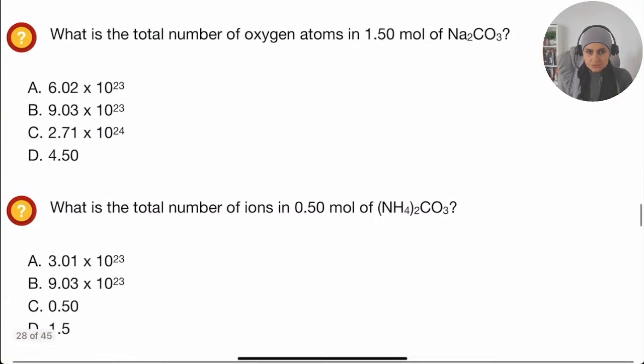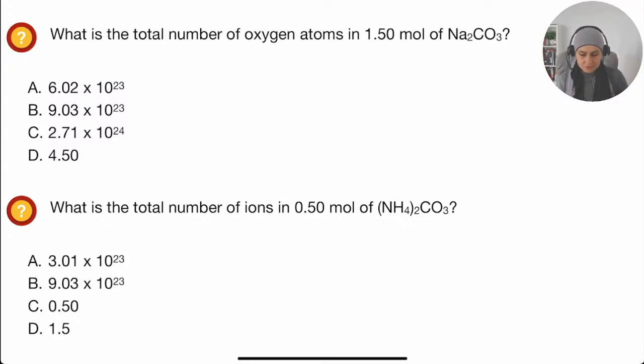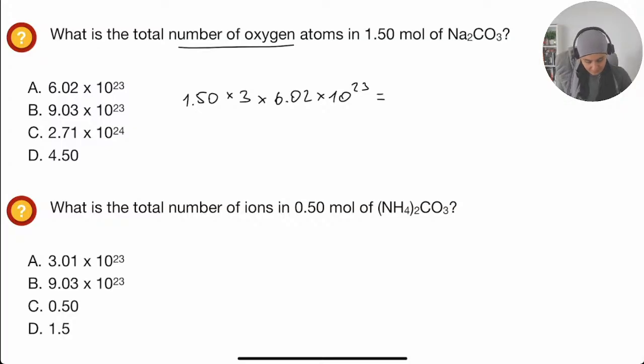What is the total number of oxygen atoms in 1.5 moles of Na2CO3? Again, same thing is happening. So I do 1.5 times 3, that's the moles of oxygen atoms, but they don't ask for moles, they ask for the number of atoms. So times Avogadro's constant: 1.5 times 3 times 6.02 times 10 to the 23rd. So that would be C.